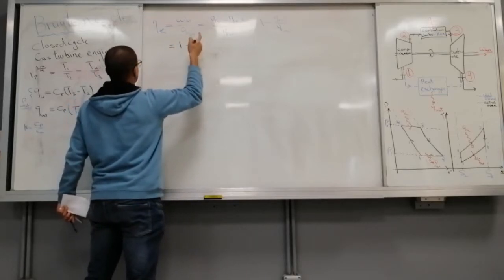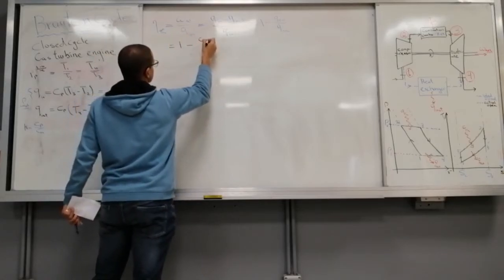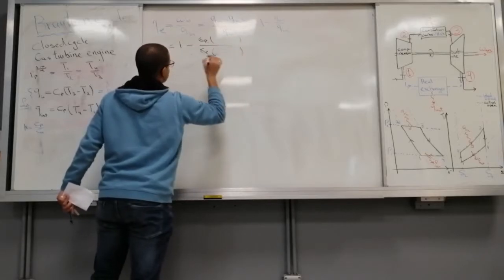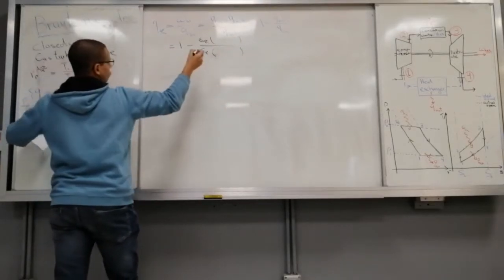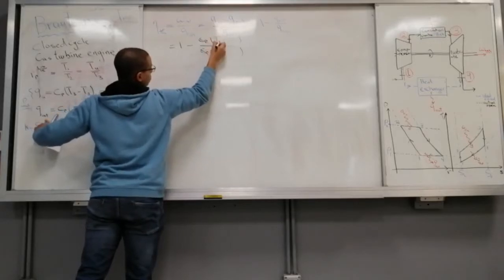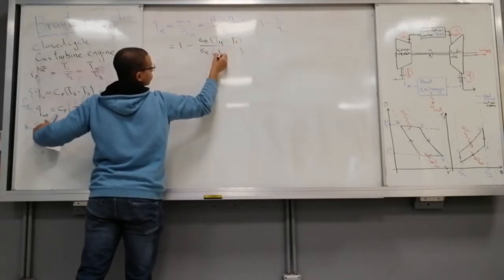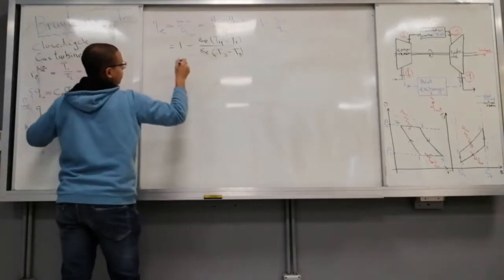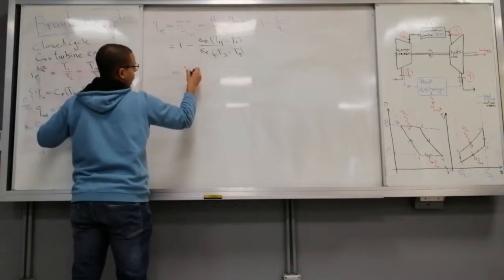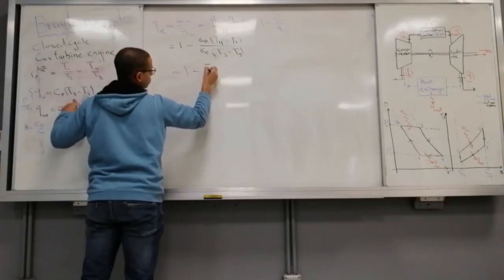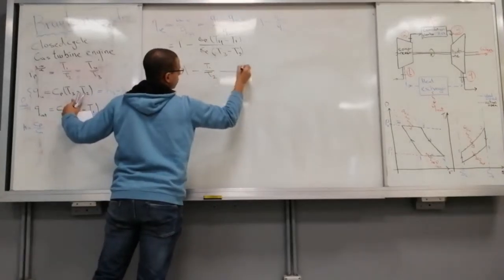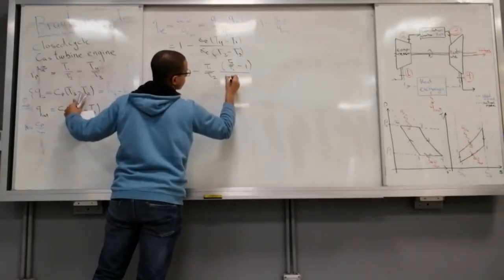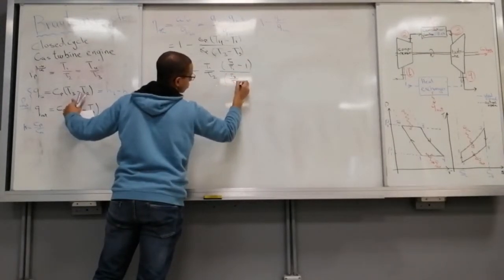1 minus Q out Cp over Cp. These two cancel out. We're left with temperatures. Q out is T4 minus T1, and Q in is T3 minus T2. Taking T1 as a common factor from the numerator, we are left with T1 over T2 times (T4 over T1 minus 1) over (T3 over T2 minus 1).